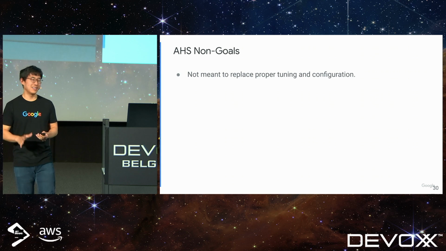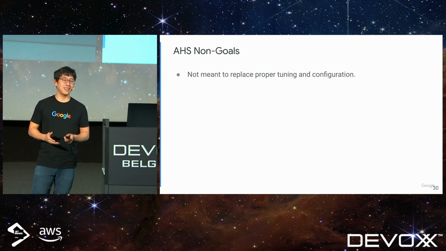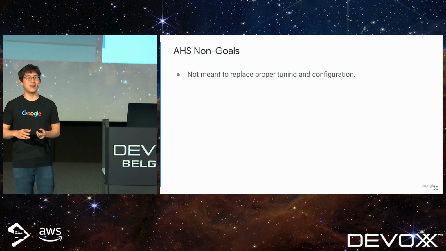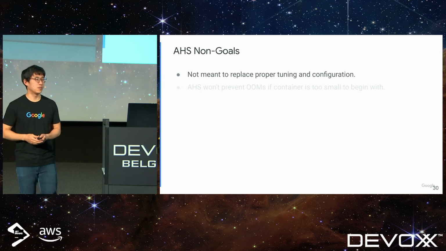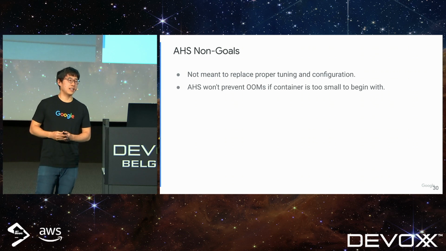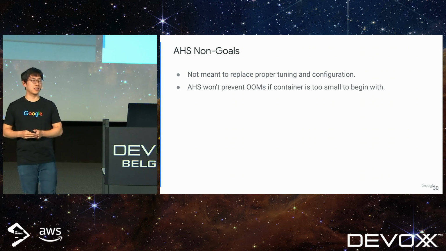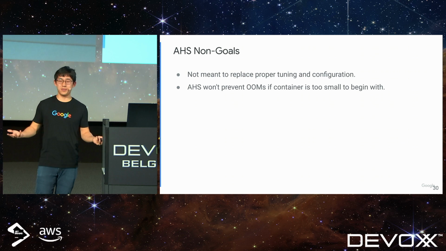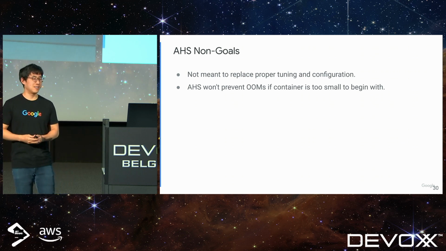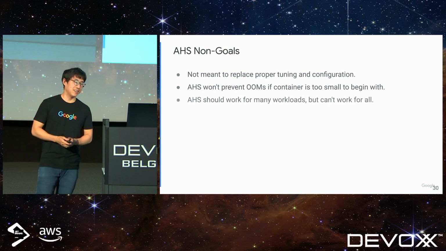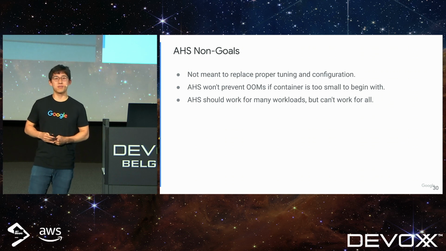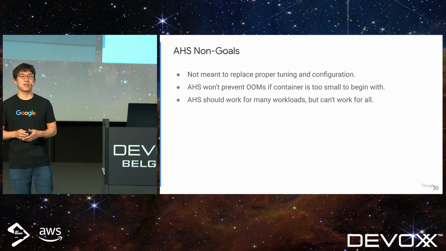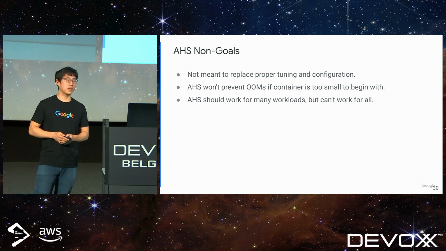So that is sort of a tough thing to say, like, hey, this is a one-stop shop solution for everything, versus someone who is an expert. But of course, AHS should work with the majority of jobs. Secondly, AHS will also not prevent problems if the container is just too small to begin with. If you're between a rock and a hard place, if the container is too small, you just can't do anything about that. And finally, AHS should work for many workloads and most workloads, and we've seen this in practice. But of course, there will always be some pathological cases which AHS may not be able to account for.